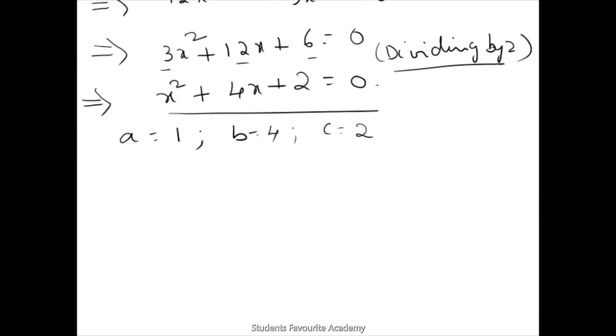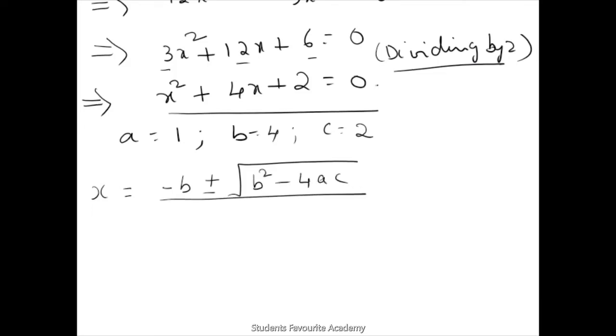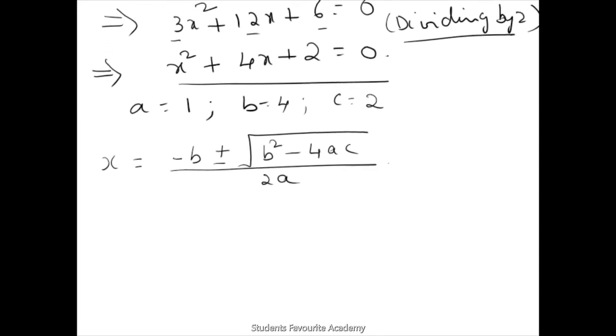So let us substitute in the formula. Again, let me write the formula for your benefit, but this is optional. x is equal to minus b plus or minus square root of b square minus 4ac upon 2a. Now, if you feel convenient writing the formula, please do write it. Then the chances of making a mistake will be less.